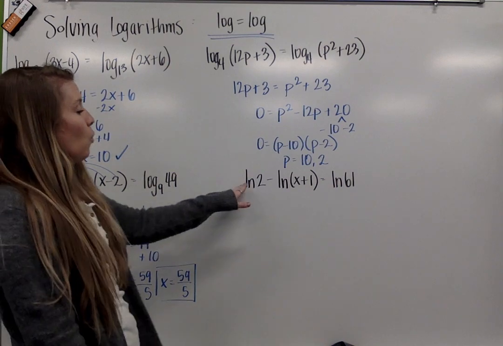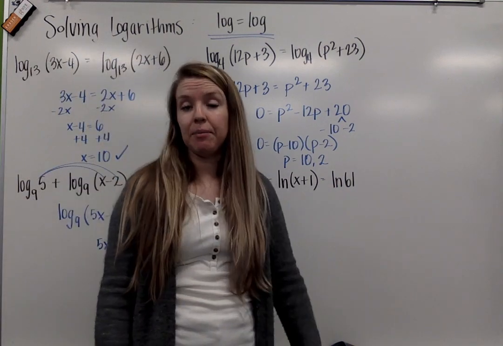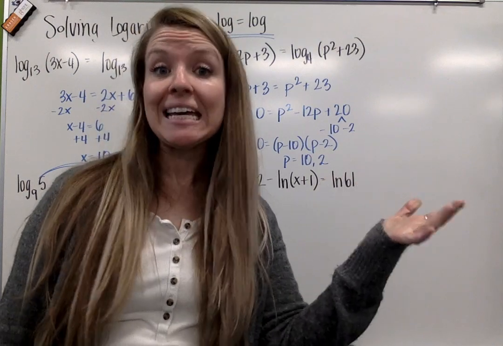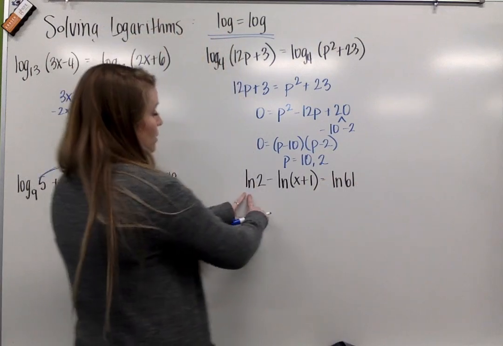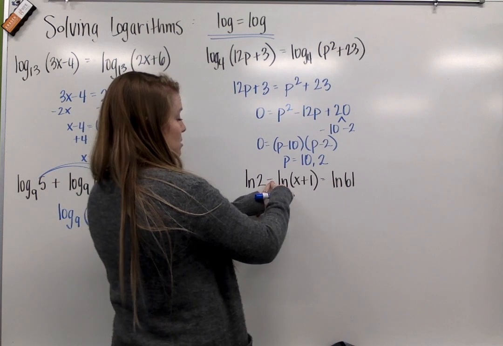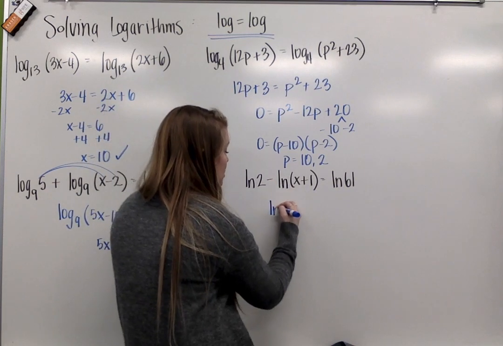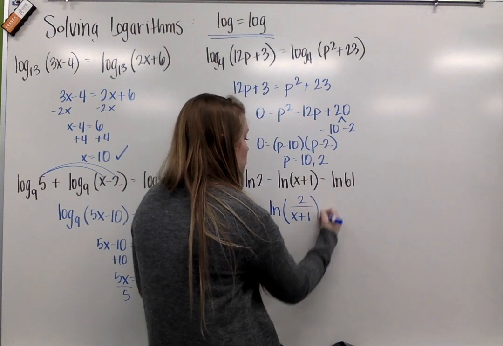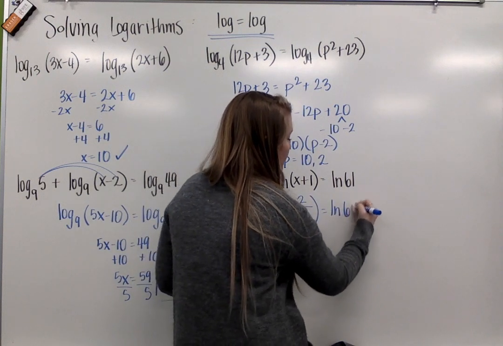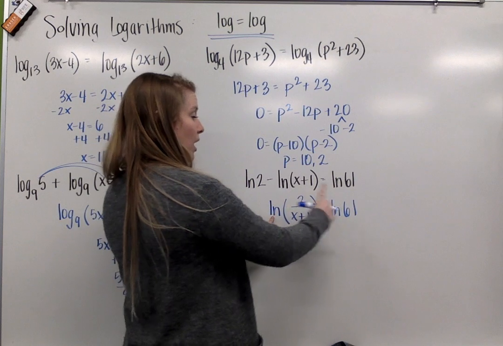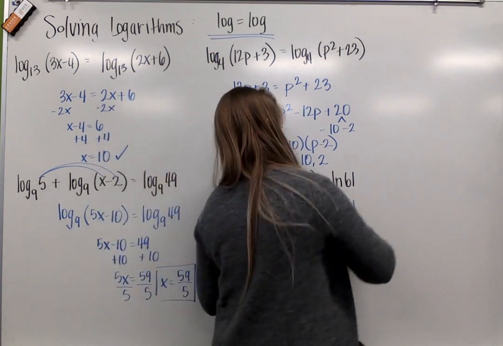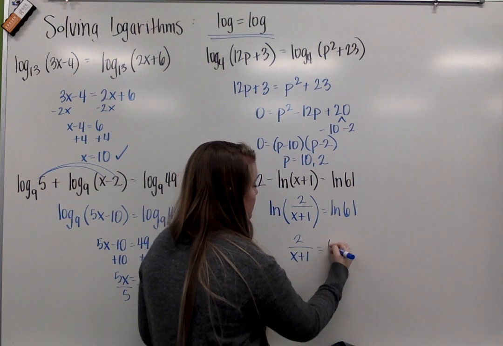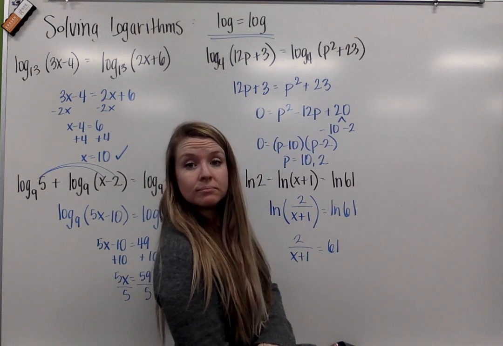Okay? With our natural logs, the same thing happens. Remember, they're still a log. Their base is just e. So I'm going to condense here. Subtraction condenses to division. So that's going to give me 2 over x plus 1. And now I have a natural log equaling a natural log. So 2 over x plus 1 equals 61.